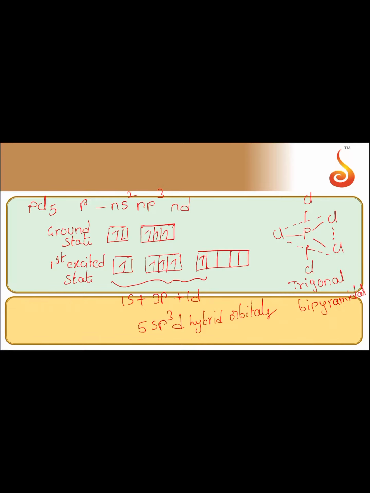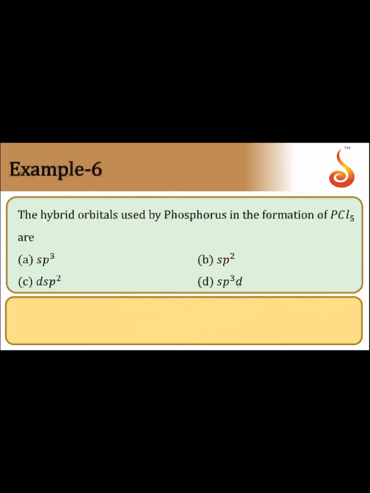So in PCl5, the hybrid orbitals used by phosphorus in the formation of PCl5 are sp3d.